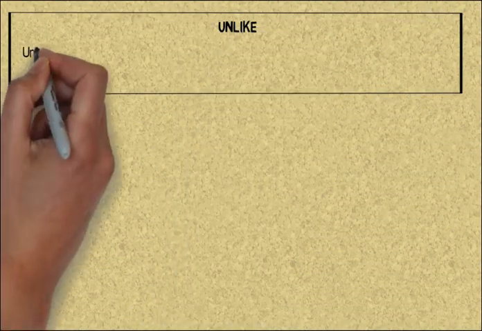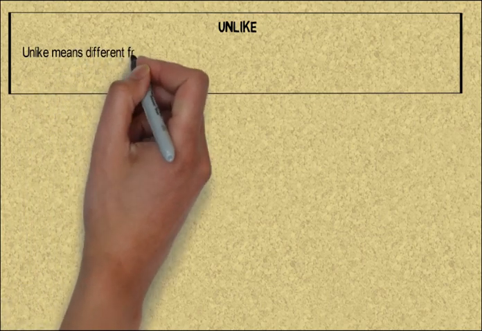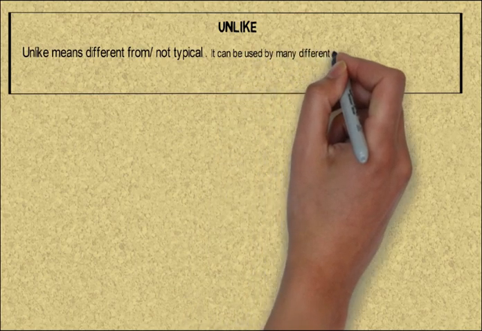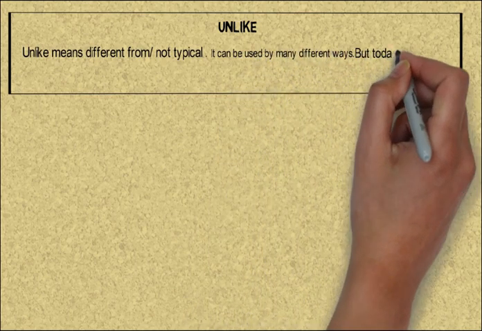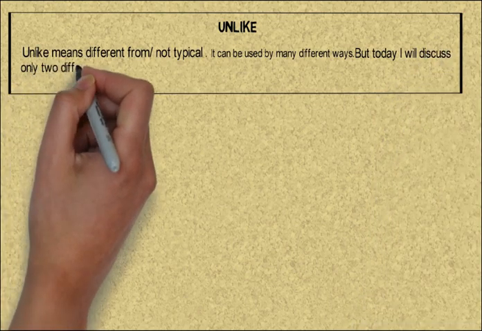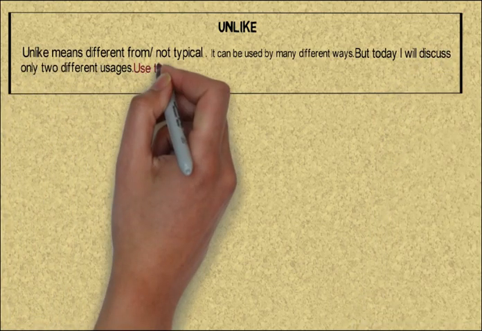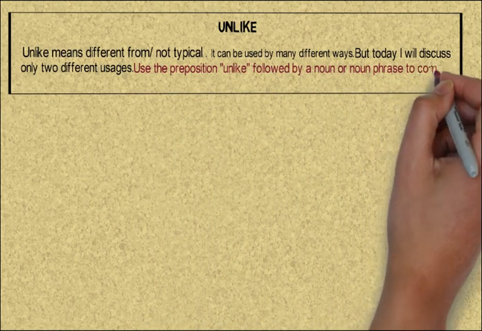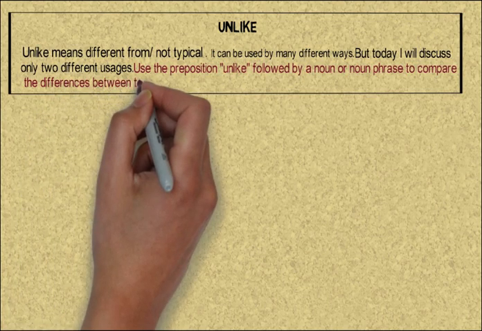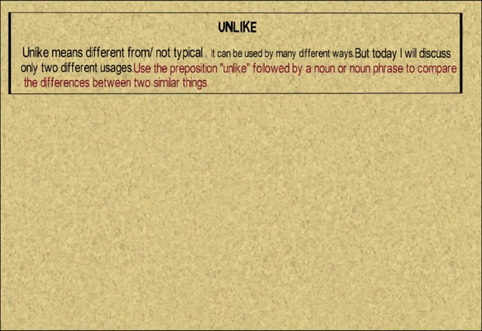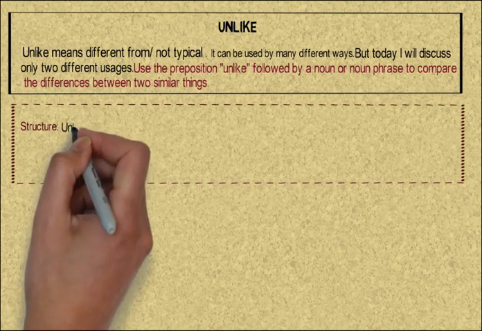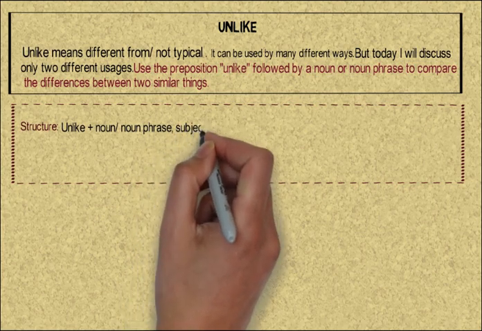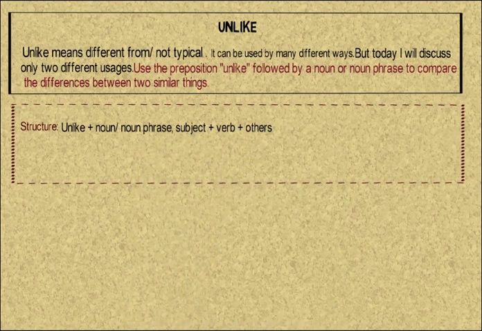Unlike. Unlike means different from or not typical. It can be used in many different ways, but today I will discuss only 2 different uses. Use the preposition unlike followed by a noun or noun phrase to compare the differences between 2 similar things. Structure is unlike plus noun or noun phrase, comma, subject plus verb plus others.